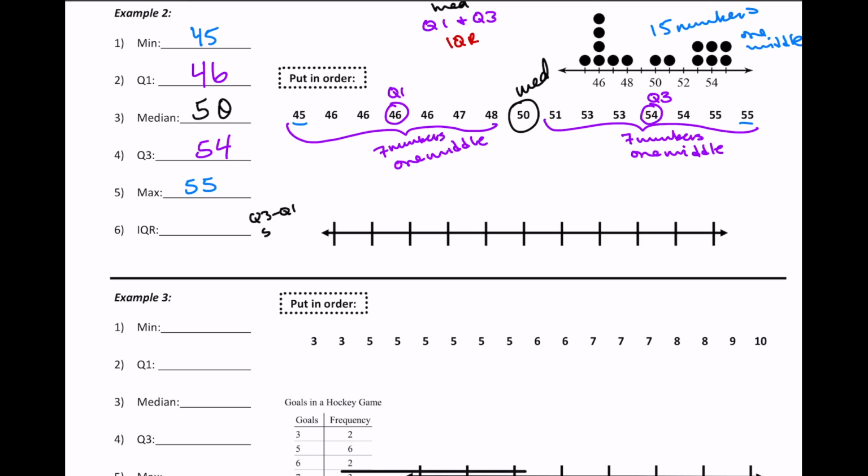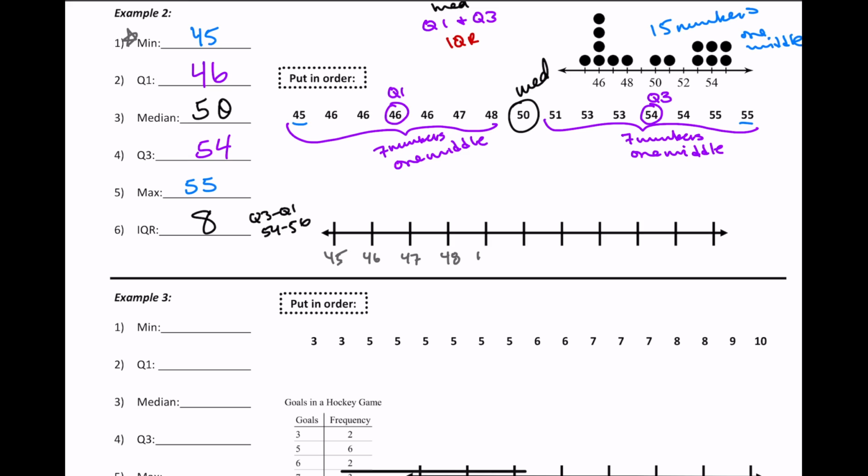All right, then the IQR, the most fun, is Q3 minus Q1. So we got a 54 minus a 46. And let me look at my cheat sheet on my notes here. That means we got an 8. All right, so I'm going to draw out my number line here. So we should start with 45 because that's our minimum. And let's just count our way up.